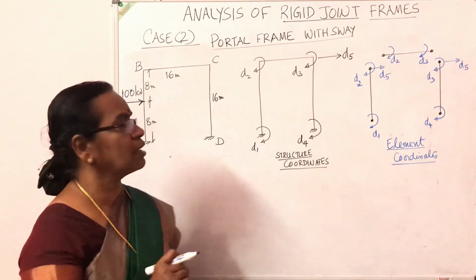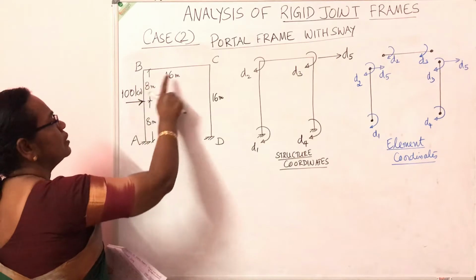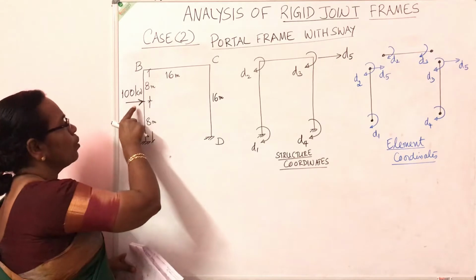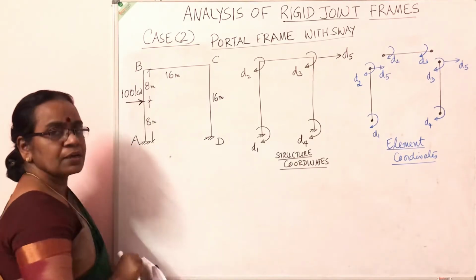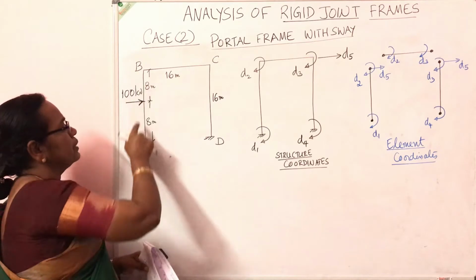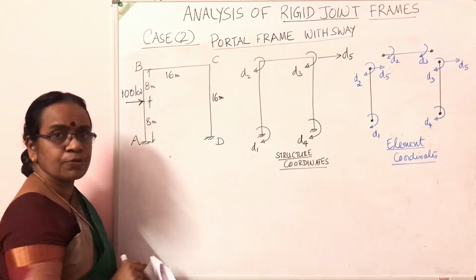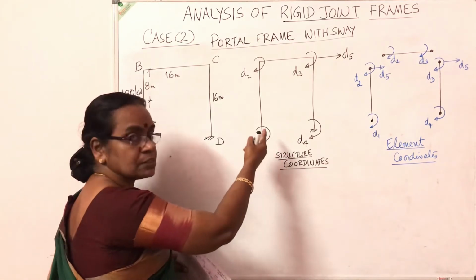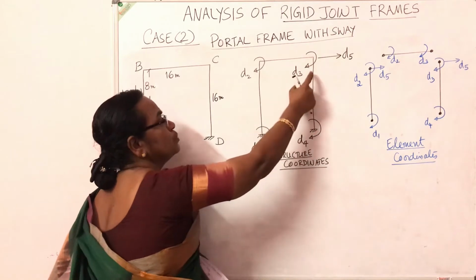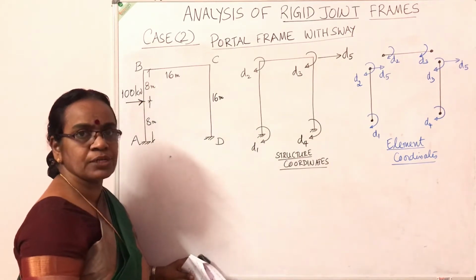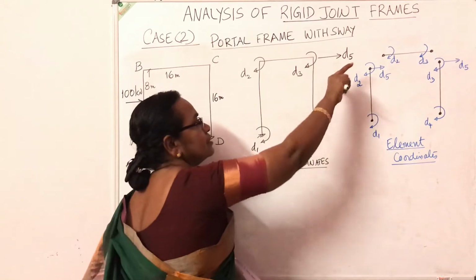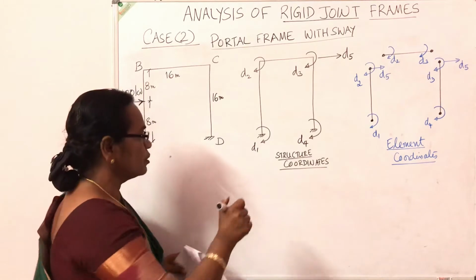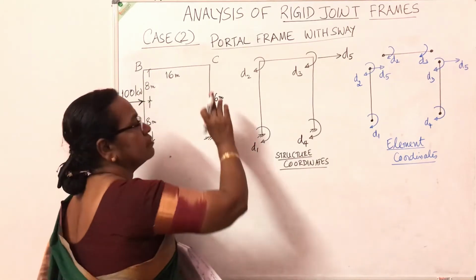So here I am going to discuss an example like this. A portal frame, all the three elements are of the same length, 16 meter, but there is a load of 100 kilonewton acting from the side, or the column AB is subjected to a lateral load of 100 kilonewtons. So as such, in addition to the rotations, in the previous example we have marked D1, D2, D3, D4, the rotations of the joints. Along with that, there will be the lateral displacement of the column, and the displacement of the column AB and DC will be the same.